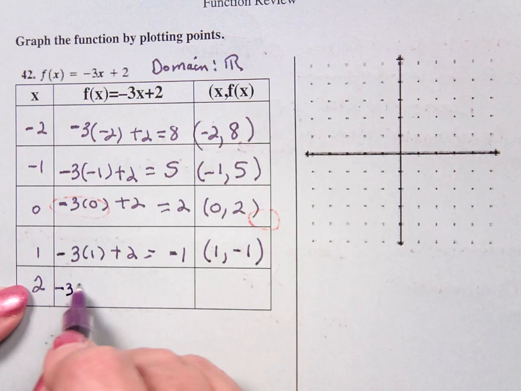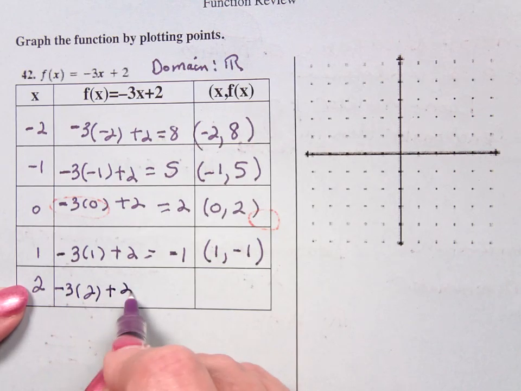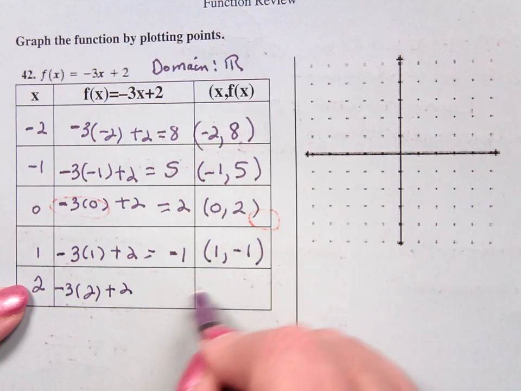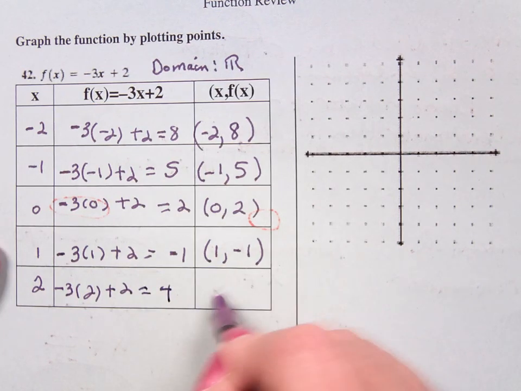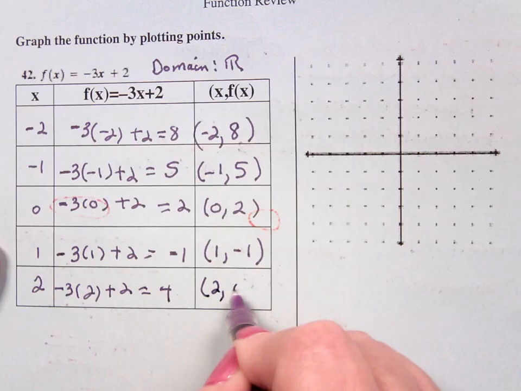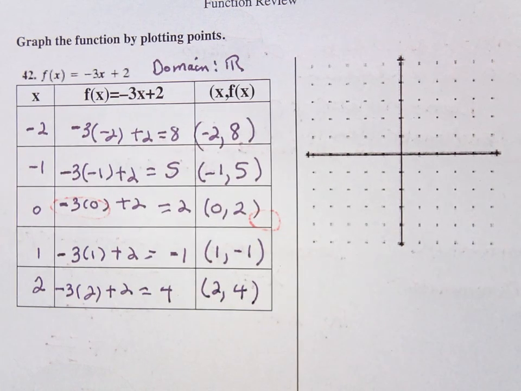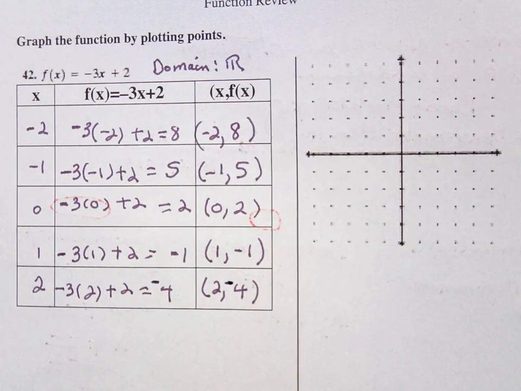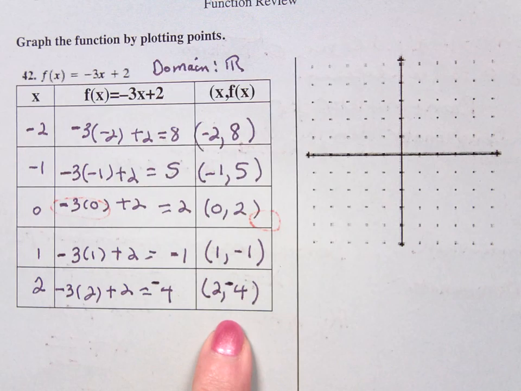And negative 3 times 2 plus 2 is negative 6 plus 2. Negative 6 plus 2 is negative 4. Yes, negative 4. Thank you very much. Now, that would have been picked up when I graphed it. Why would it have been picked up when I graphed it? What should I see when I plot these points? A straight line, right?